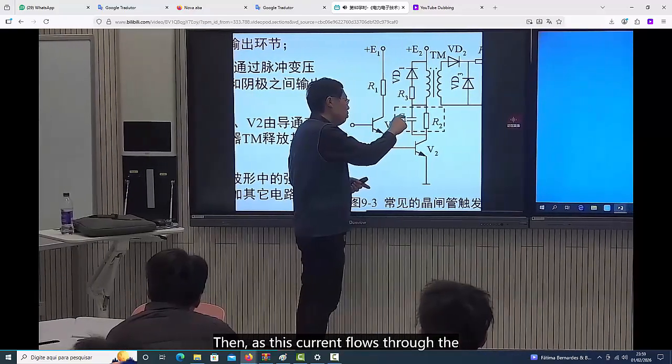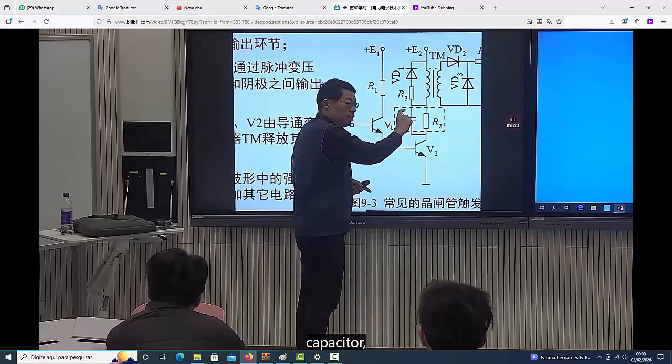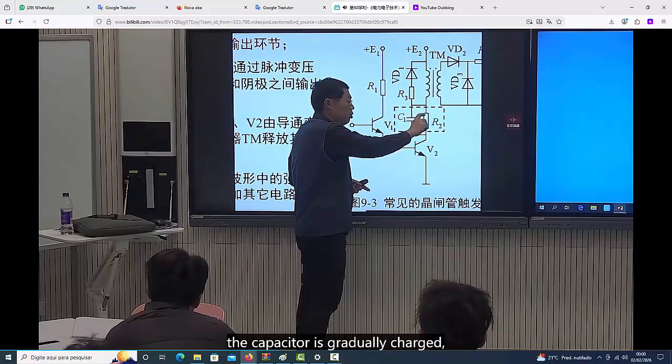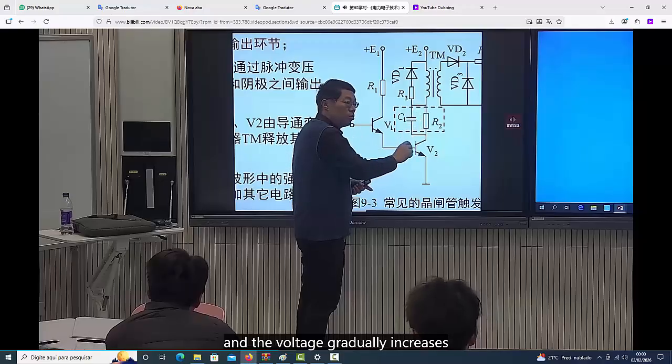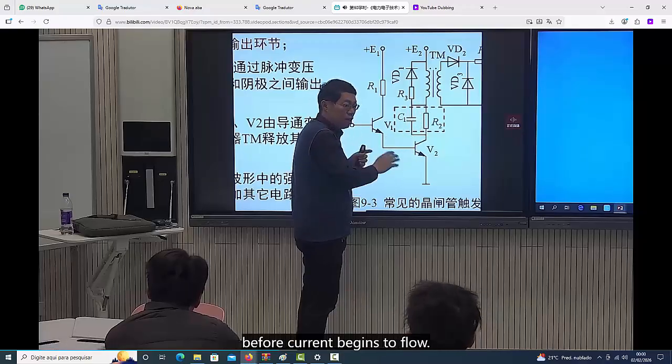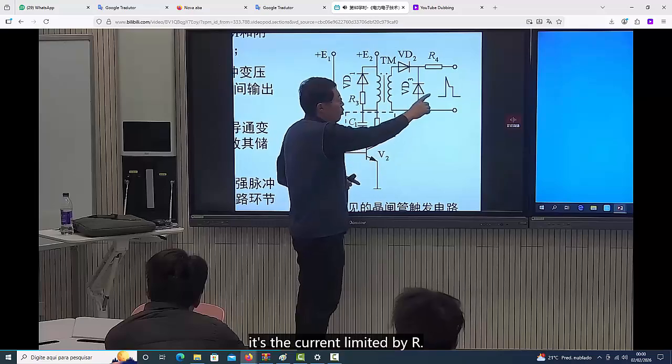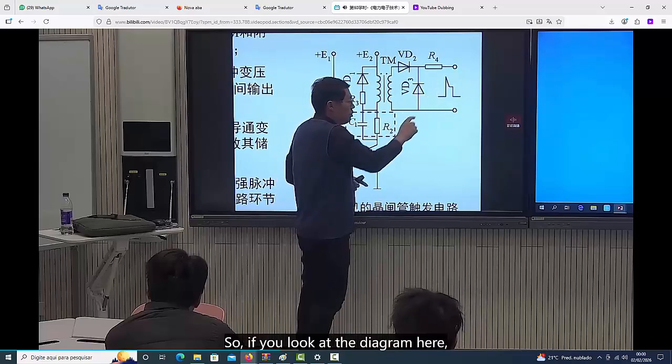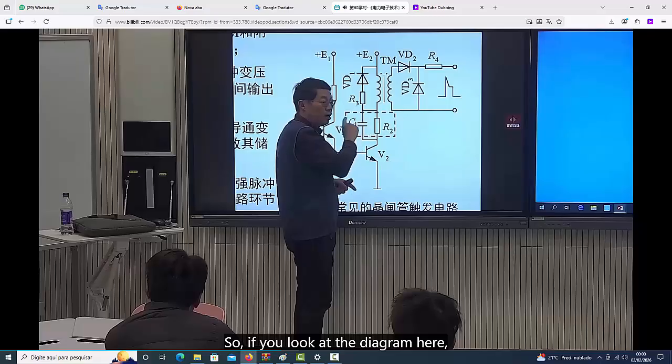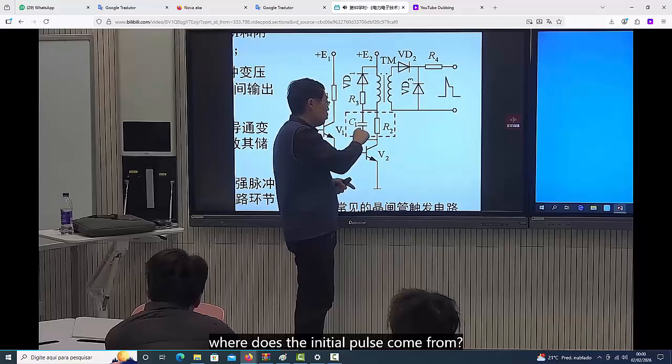Then, as this current flows through the capacitor, it is gradually charged, and the voltage gradually increases before current begins to flow. Ultimately, it's the current limited by R. So, if you look at the diagram here, where does the initial pulse come from?